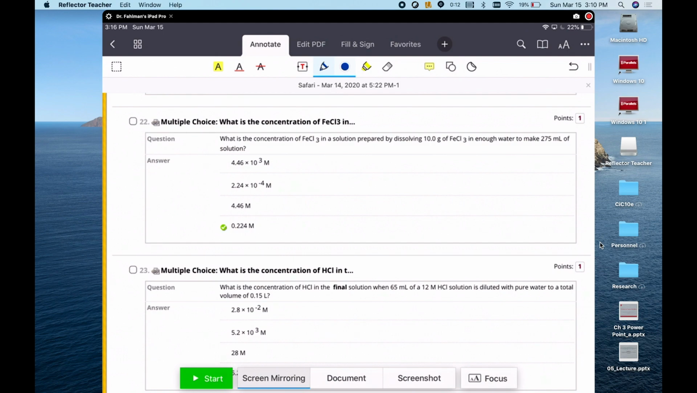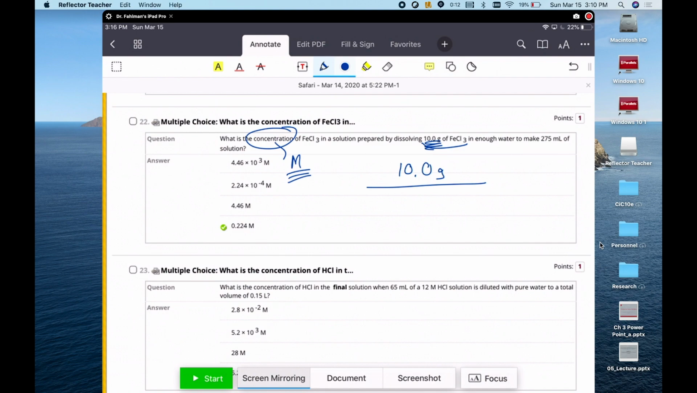This is a molarity question. So concentration, that will always mean, most of the time, especially in this chapter, capital M. And so we want to know moles per liter. Once you have grams, chances are you're going to have to calculate moles. So let's do that. 10.0 grams divided by whatever iron 3 chloride.